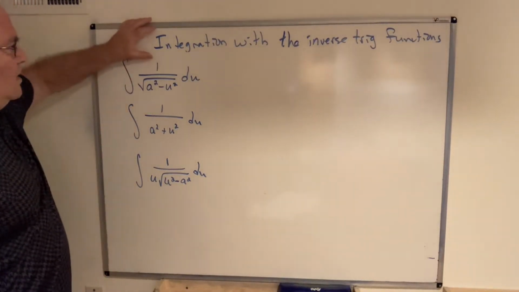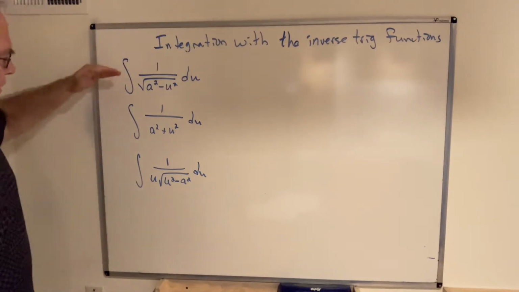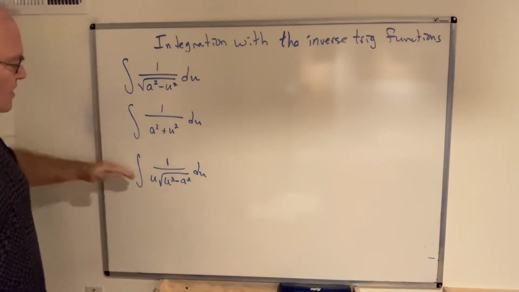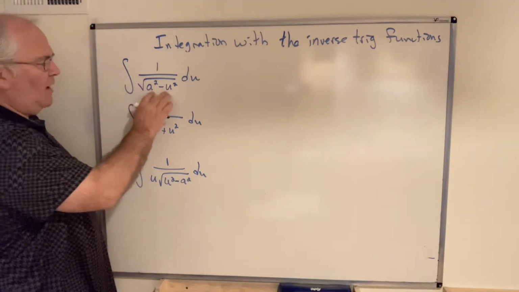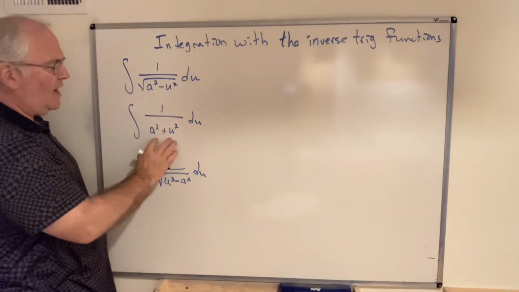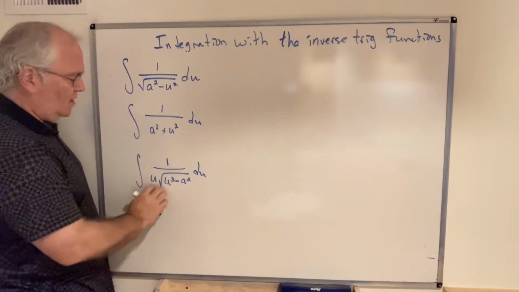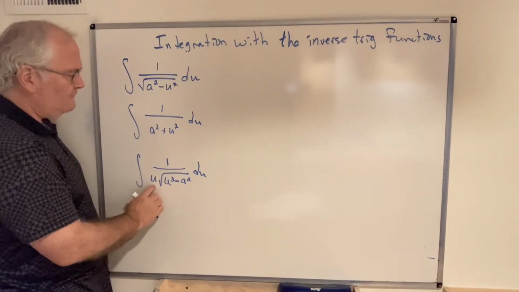In this video, I'm taking a look at integration using the inverse trig functions. There are three forms that we have, and I'm going to do two examples with each of these forms. The first, notice we have a square root. In the second, we do not have a square root. And in the third, we do have a square root. Also, this third has this extra factor of u in the denominator.